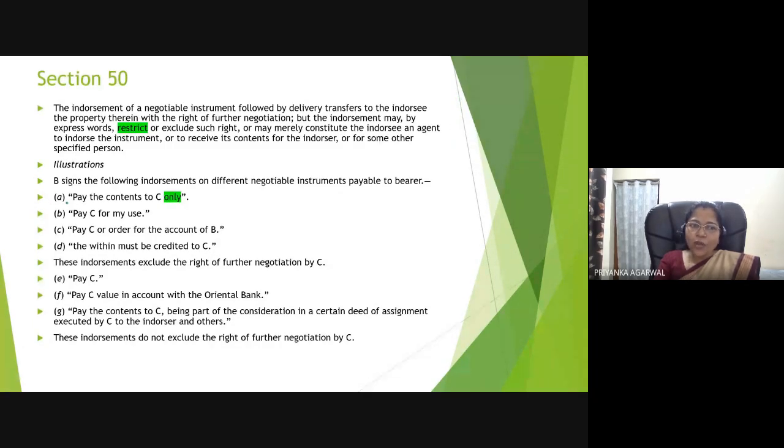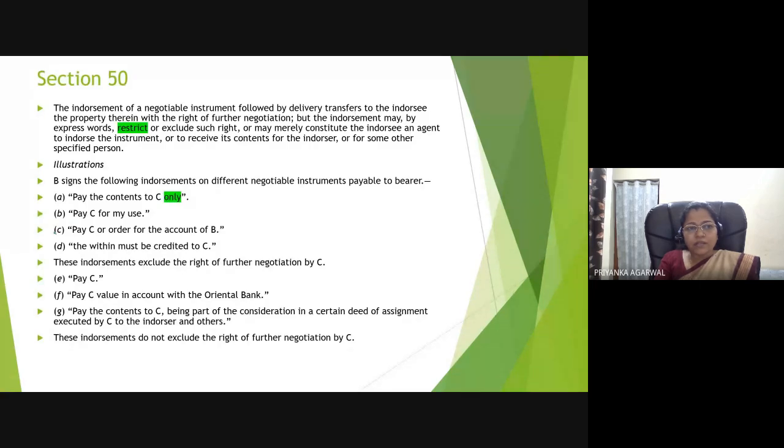B signed the following endorsements on different negotiable instruments payable to bearer. "Pay the contents to C only." When we see this word "only", it means that the instrument carrying the amount is only received by C, and he cannot further endorse it to anybody else. "Pay C for my use." So here also it is saying that only C is going to receive that amount and nobody else.